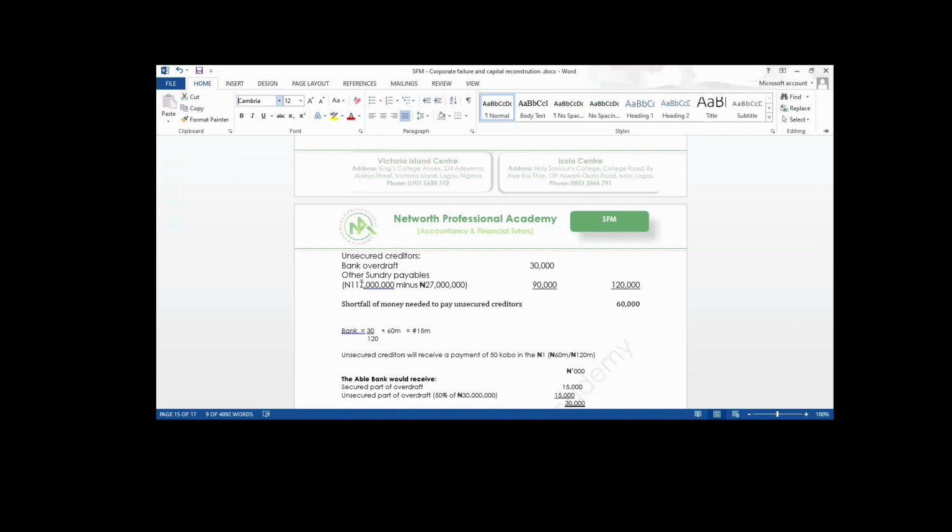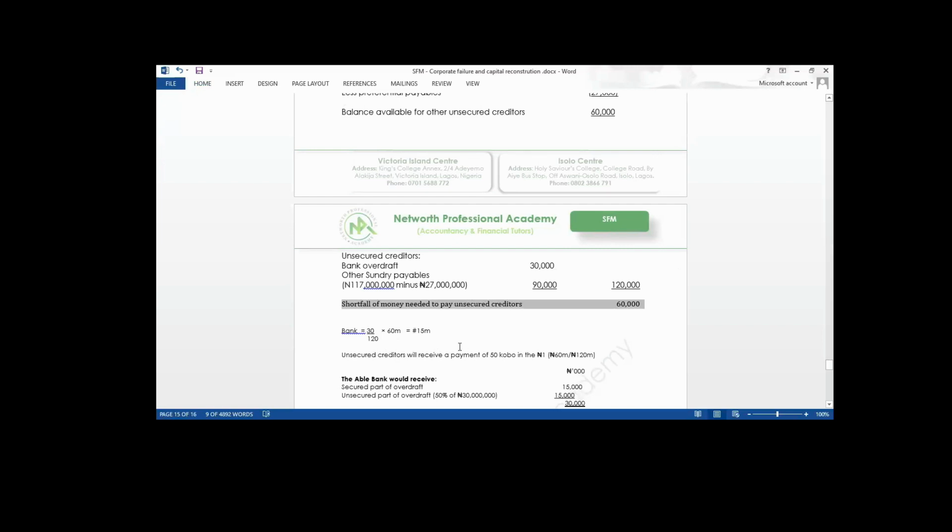We need to prorate the money between bank overdraft and other sundry payable. That means out of this money, bank will get 30 million over 120 multiplied by 60 million. Bank will get 15 million. Other sundry payable will get the balance. But that is not my business.